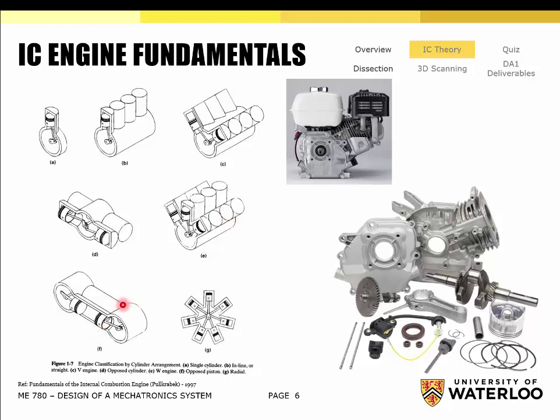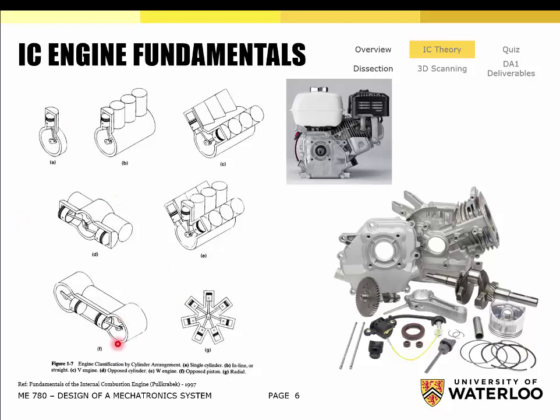F is a very underutilized, not as common engine, and this is an opposed cylinder engine. So instead of being horizontally opposed with the pistons punching out from the center, as in D here, these are actually fighting against each other, and the combustion chamber's volume is influenced by two pistons that are traveling towards each other and away from each other. So this isn't very common.